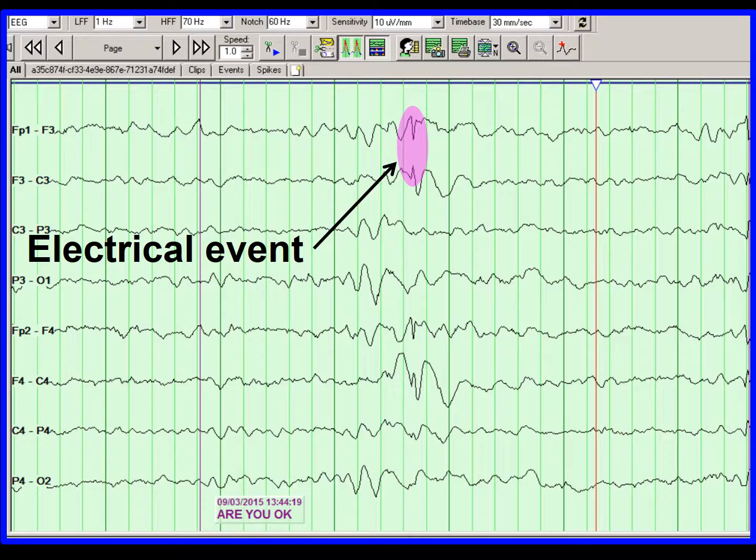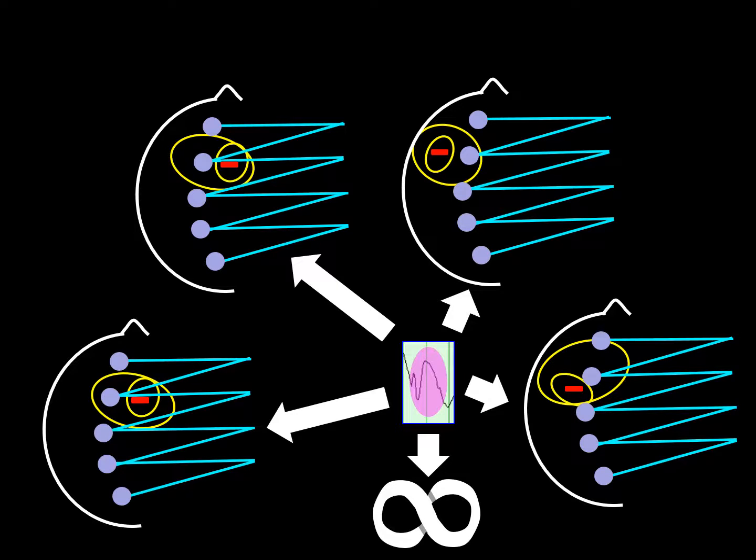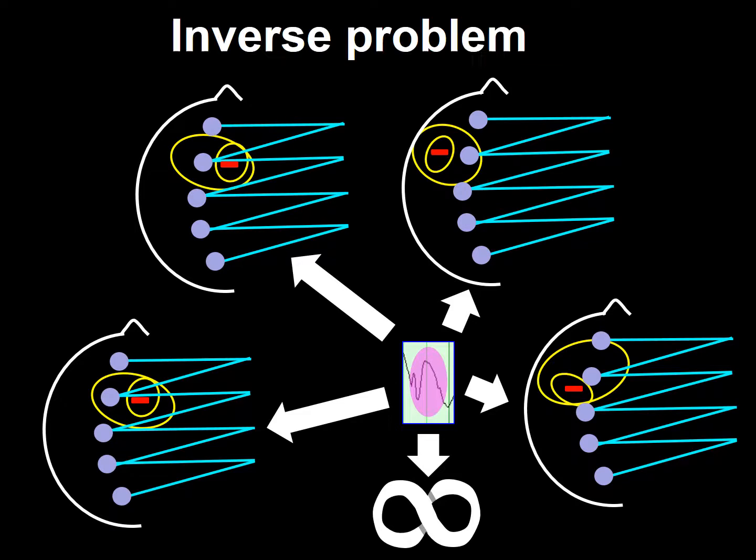An electrical event, more appropriately called an electroencephalographic representation of an electrical event, is a structure chosen by an electroencephalographer as a pattern of interest. In this case, the electrical event is a single spike. And in this case, a spike and a slow wave complex. An electrical event can be produced by an infinite number of voltage sources, configuration, or generators within the head. This issue is called the inverse problem.